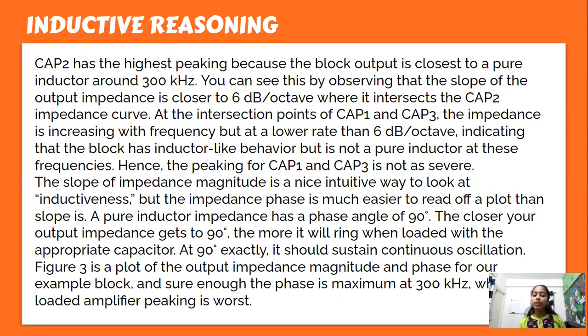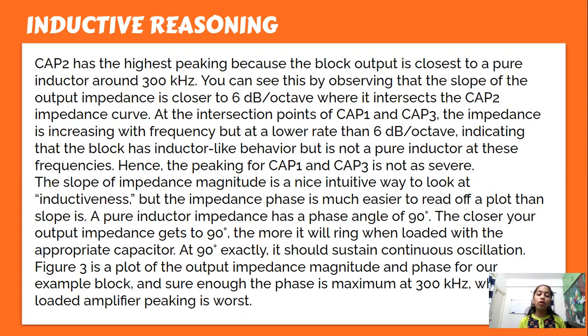A pure inductor impedance has a phase angle of 90 degrees. The closer your output impedance gets to 90 degrees, the more it will ring when loaded with the appropriate capacitor. At 90 degrees exactly, you should sustain continuous oscillation.